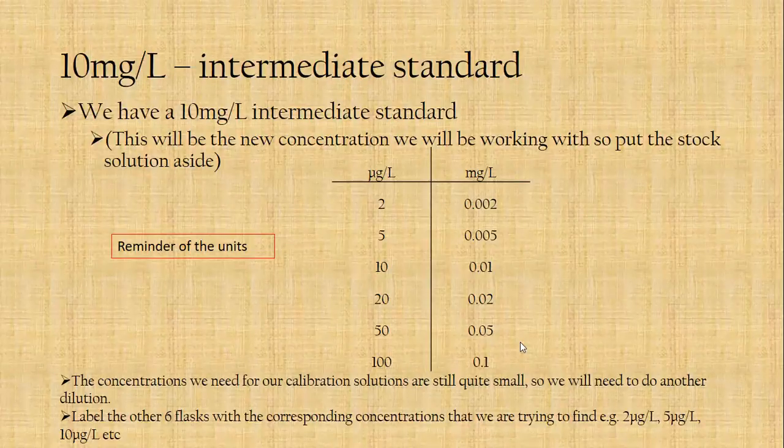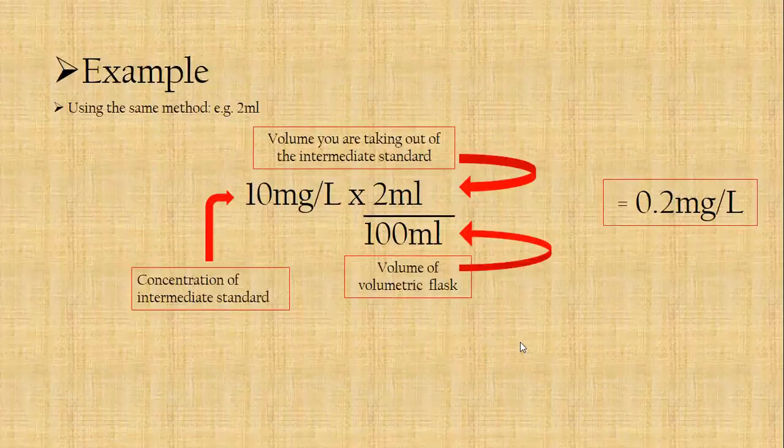The reason I've put the table from before in is so you can compare. It's a reminder of where you're trying to get to. As you can see, between 10 milligrams per litre and 0.1 milligrams per litre there's still a big range. So your best bet is to keep diluting your intermediate standard. For trial and error purposes, this time I've taken 2 millilitres.